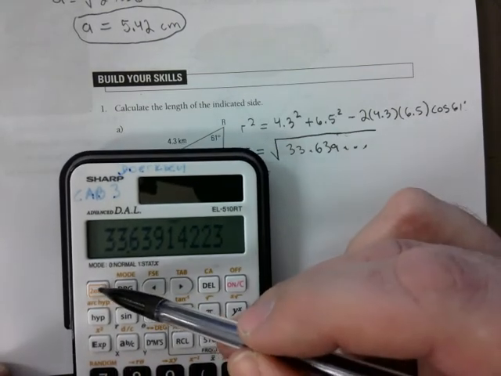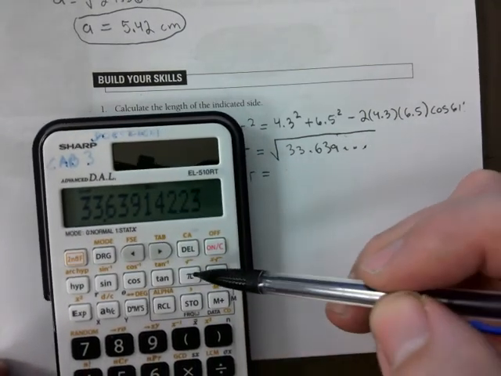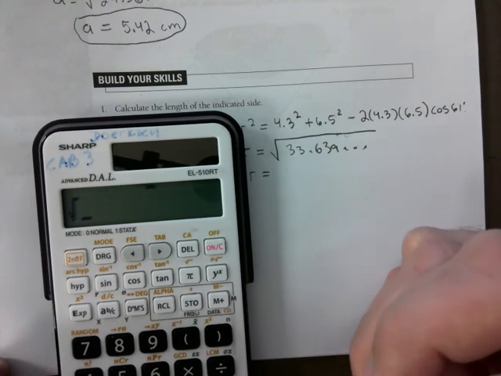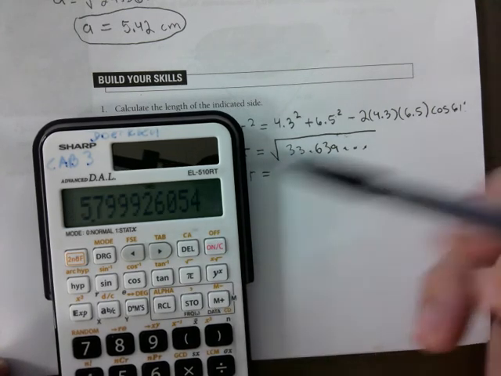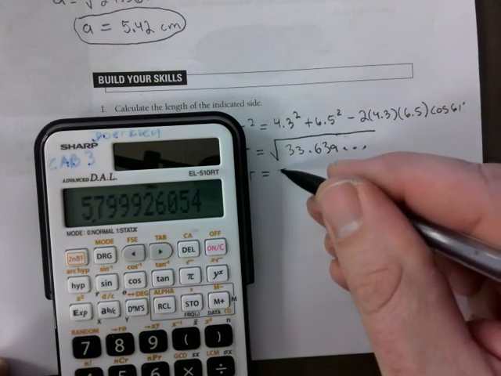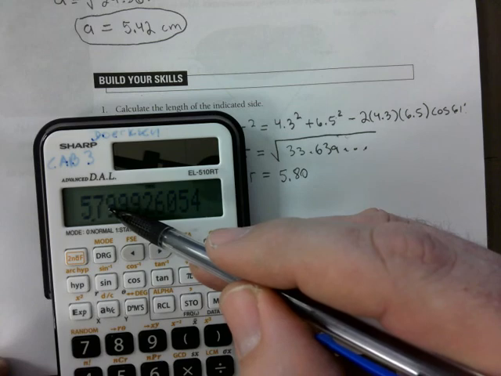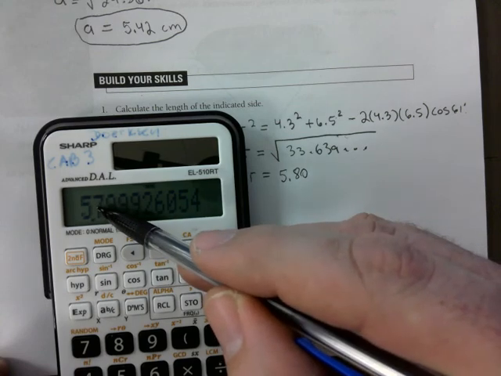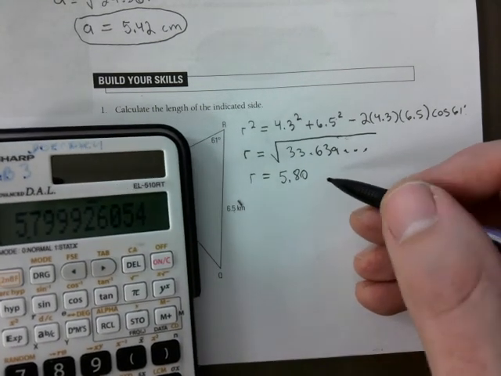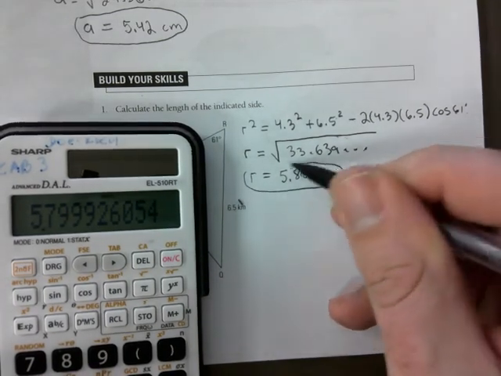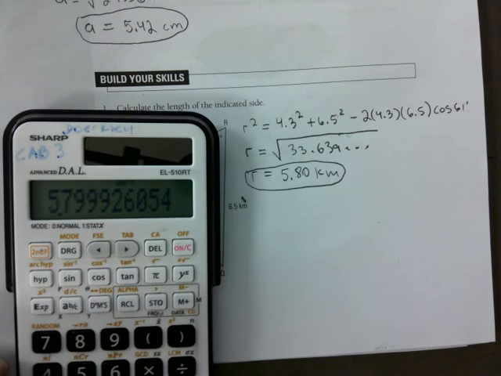I need to press second function and then the pi button on my calculator. Let's see if I don't have to press answer. Yeah, I don't have to. So this is 5.80 actually, because the 9 bumps that to a 10, bumps this to an 8. And we are in kilometers. 3 lines, that's all it took to solve using cosine law.